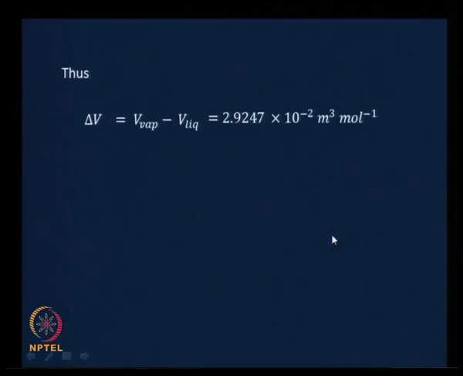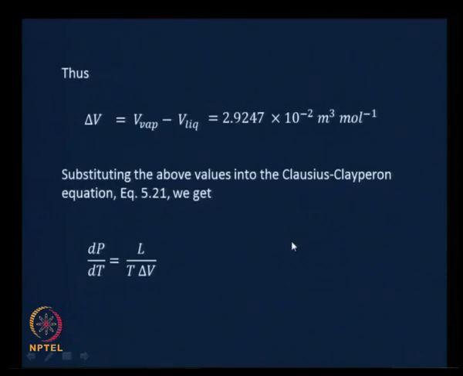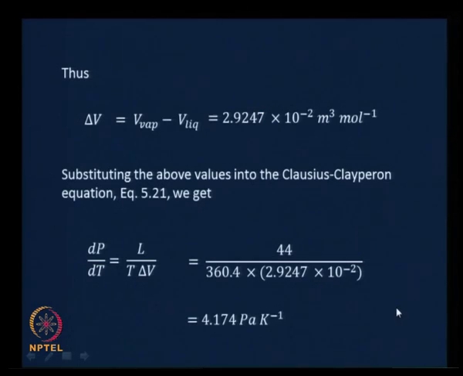This was the only thing that was needed for us to get dP dT, and substitute this, dP dT equals L by T delta V. L was 44 given earlier, T 360.4 the temperature of interest, and delta V 2.9247 into 10 power minus 2, we get 4.174 Pascal per Kelvin. So this is the amount of pressure for a unit change in temperature that is required to maintain equilibrium when this process is taking place. That is one of the interpretations of the left hand side of the Clausius Clapeyron equation.